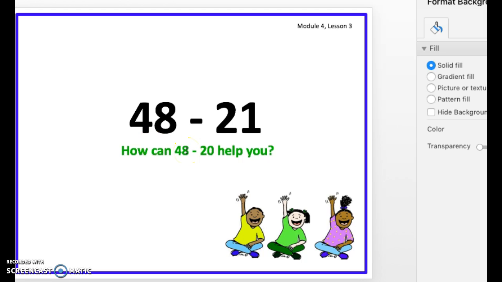How can 48 minus 20 help us with 48 minus 21? How can 48 minus 20 help us? Well, I know that 48 minus 20, that's 28. And 21 is just one more than 20. So that means that I have to what? I have to subtract one more because this is subtraction. So 48 minus 20 is 28. 48 minus 21, I have to go one less. That is going to be 27.